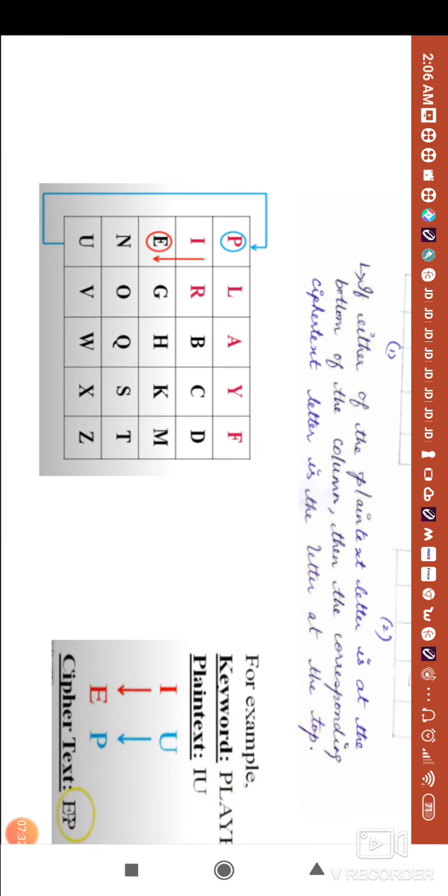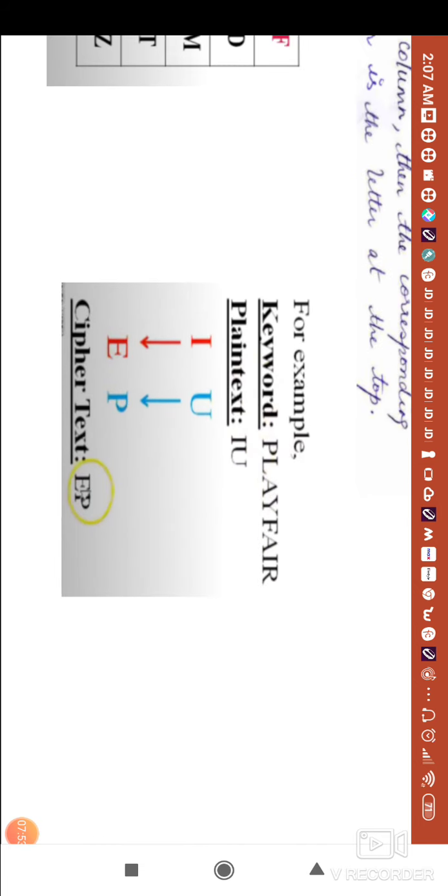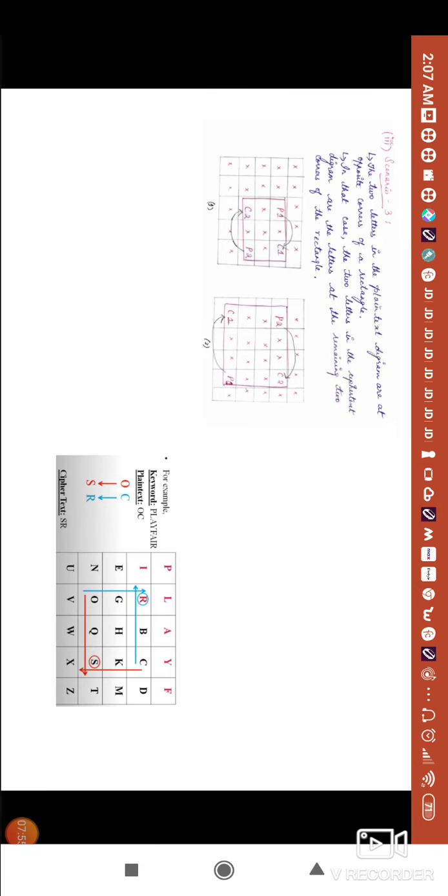Consider our plain text is IU. I and U are in the same column. So I is replaced by its beneath letter E and U is replaced by its beneath letter P. Here our assumption is the last letter in the column circularly follows the first letter. So that's about the second scenario.